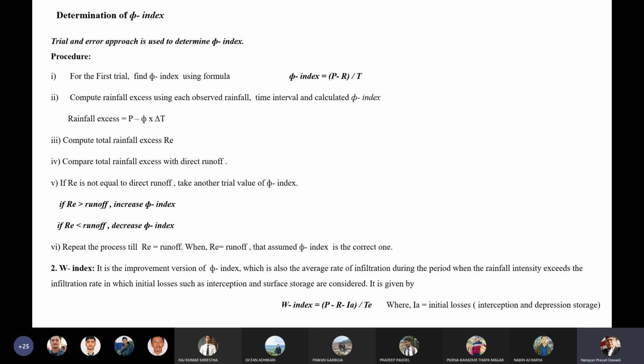But for the determination of phi index, this is the trial and error approach. For this, the procedure is there. First trial, find the phi index using the formula phi index is equal to P minus R divided by T, where T is equal to total time of the rainfall, R is equal to runoff depth, and P is equal to precipitation depth. Compute rainfall excess.